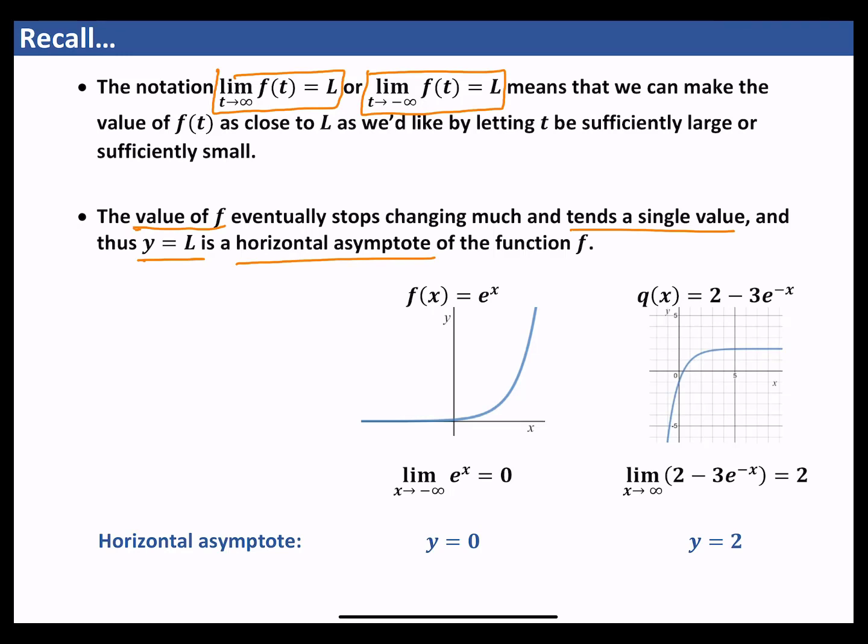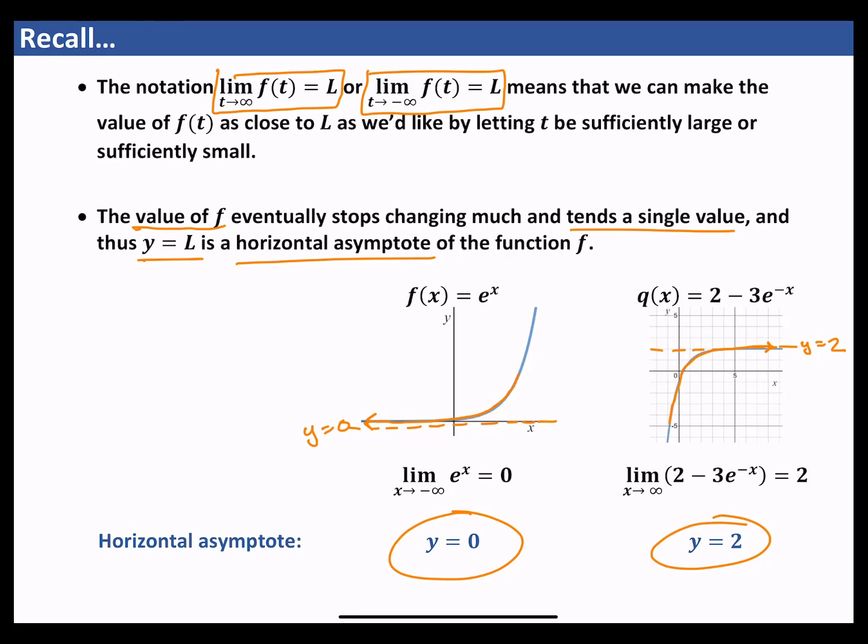We previously looked at f of x equals e to the x and observed that the limit of e to the x as x decreases without bound equals 0, meaning we can make e to the x as close to 0 as we'd like by making x sufficiently small, and we thus concluded that y equals 0 is a horizontal asymptote of y equals e to the x. Similarly, we observed that the limit of 2 minus 3e raised to the negative x as x increases without bound equals 2. And since we can make 2 minus 3e to the negative x as close to the value 2 as we want by making x sufficiently large, we concluded that y equals 2 is a horizontal asymptote.